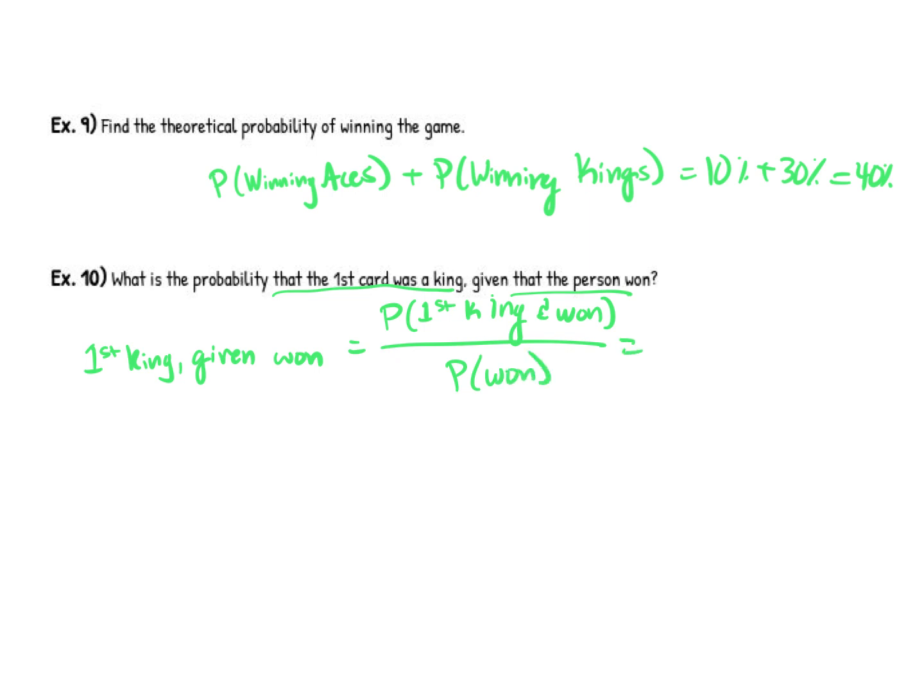So the probability that your first card's a king and you won would be that probability that your first is a king and your second is a king, which from above we know that was 30%. And then the probability that we won, also we figured out above 40%, which would divide down to 0.75 or 75% chance that the first card was a king given that the person won.